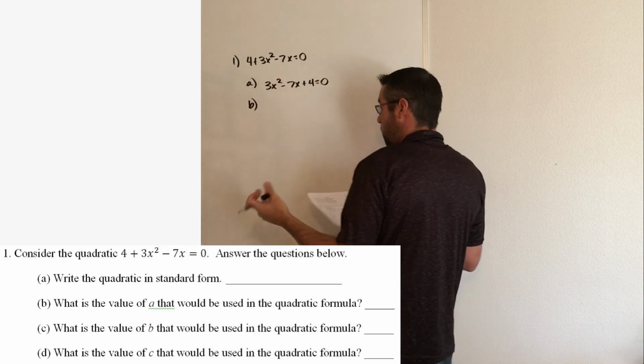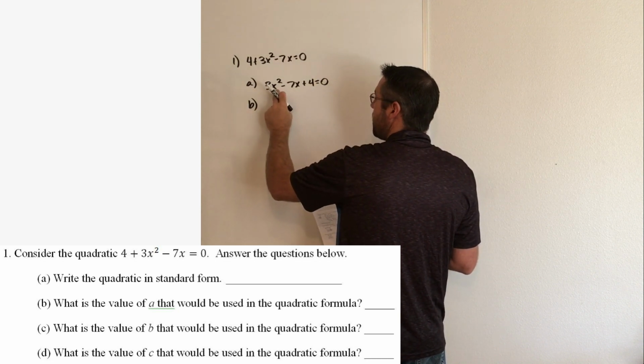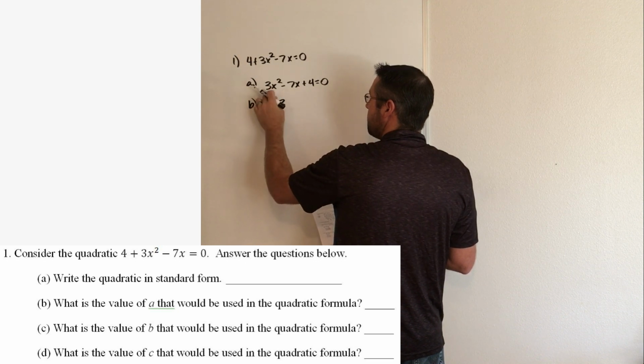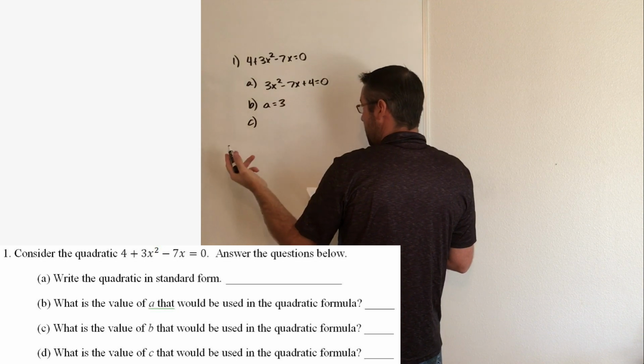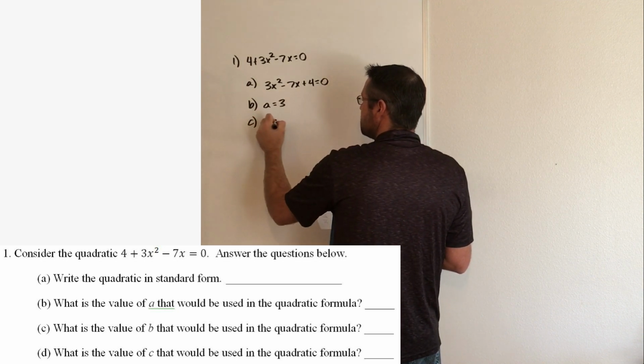For part B, it asks what is the value of A. A is the coefficient in front of the x squared. It's not this whole term, it's just the number in front of x squared. So A is 3. Then for part C, it says, what is the value of B? Again, B is the coefficient, not the whole term. So B is negative 7.